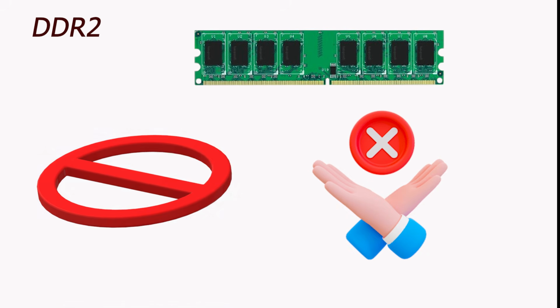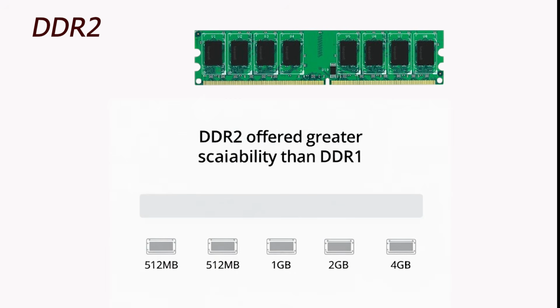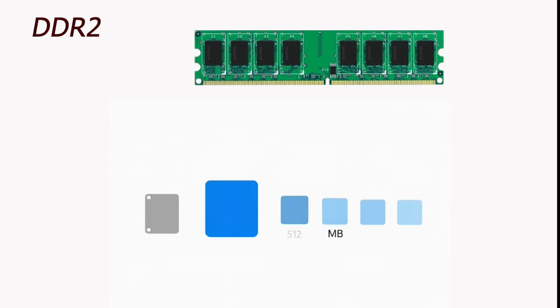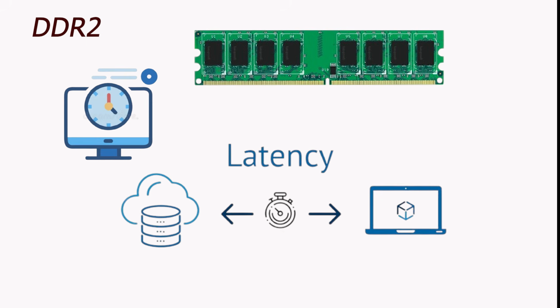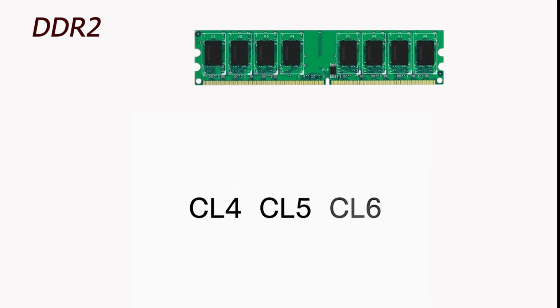In terms of capacity, DDR2 offered much greater scalability than DDR1. Common DDR2 module sizes included 512 MB, 1 GB, 2 GB, and in some cases 4 GB. When we come to latency, typical DDR2 CAS latencies range from CL4 to CL6.